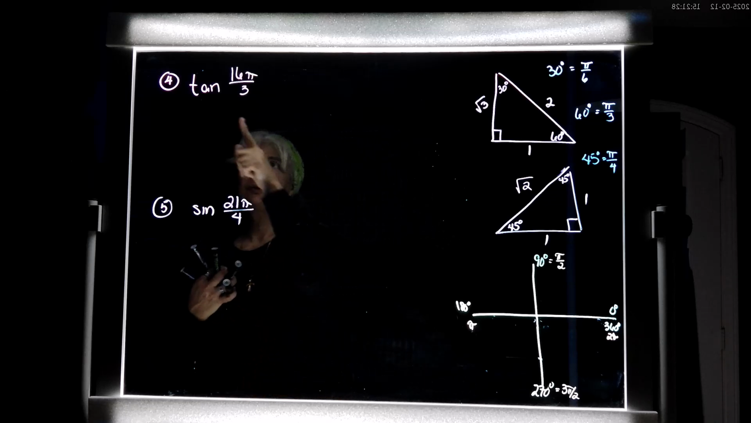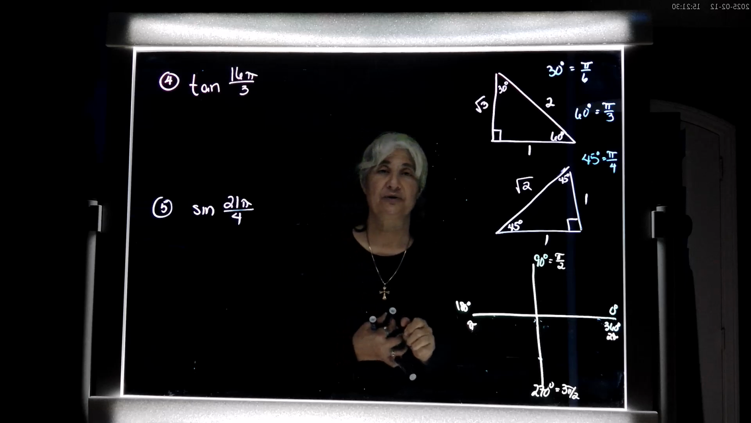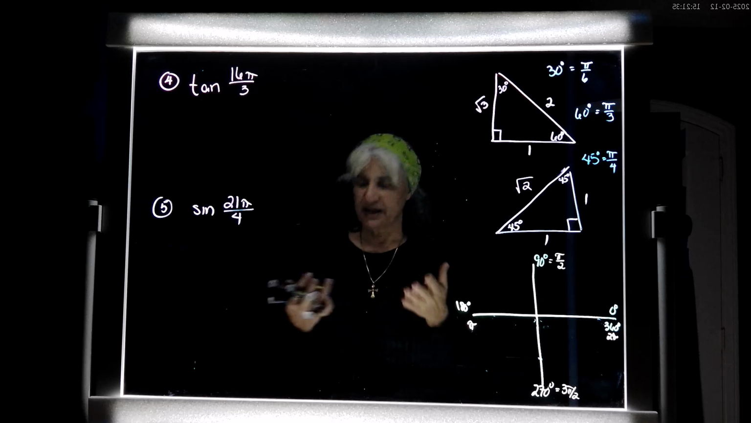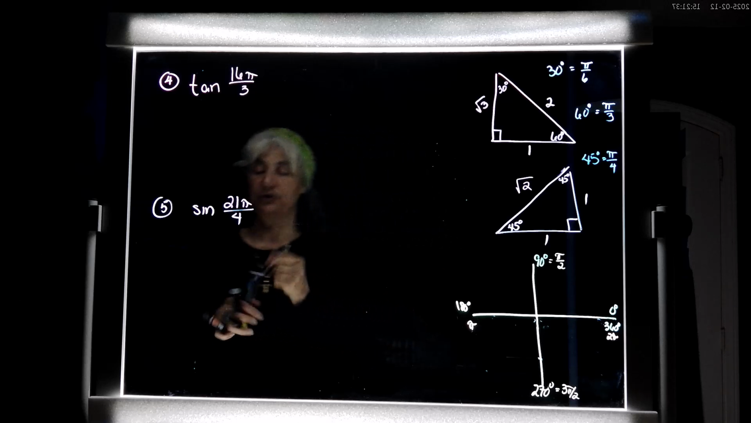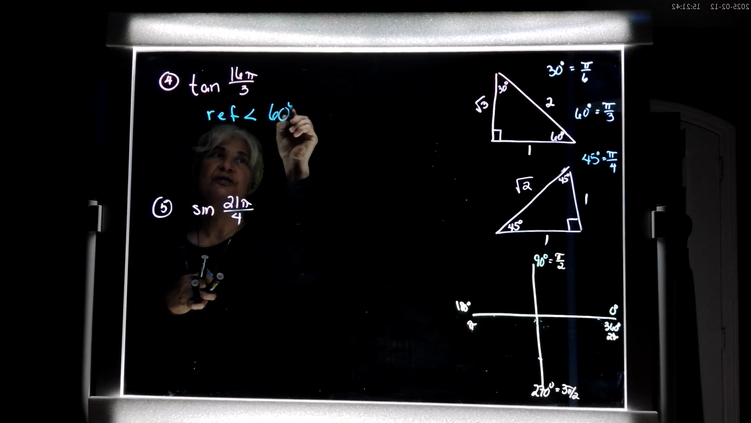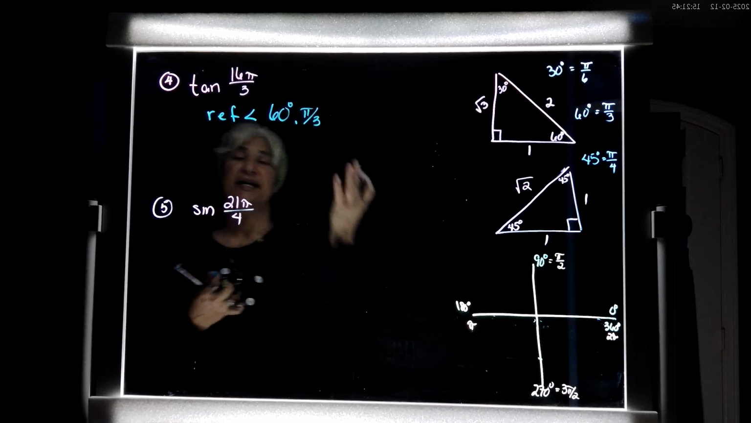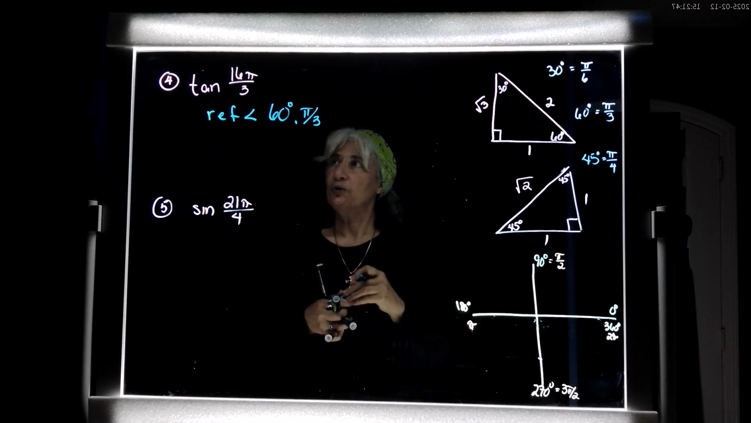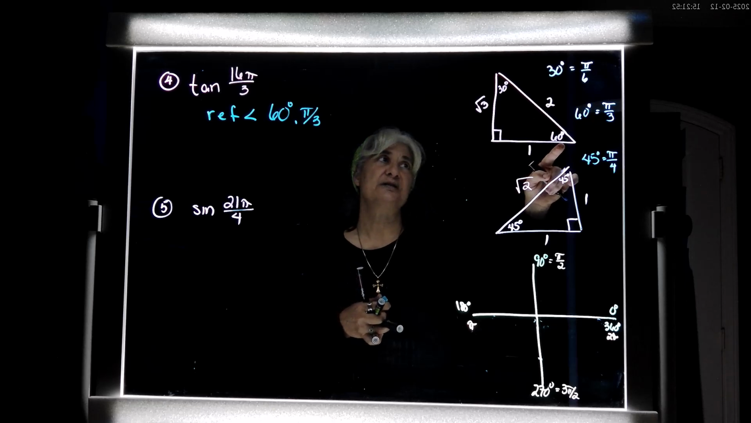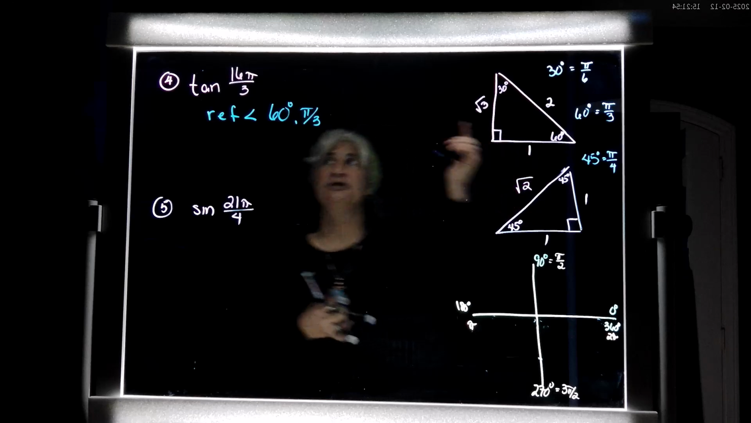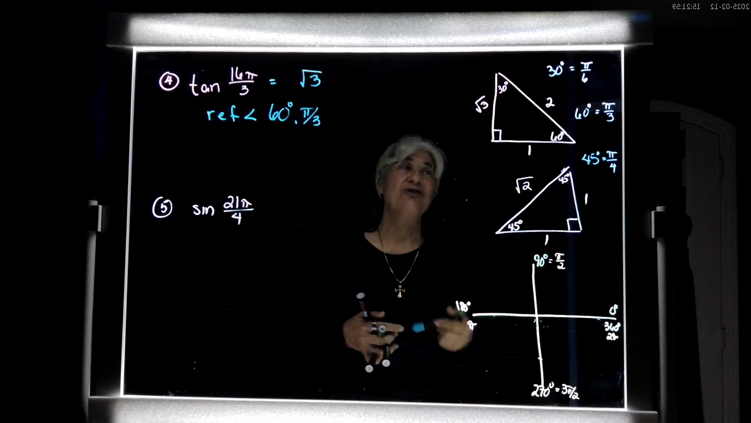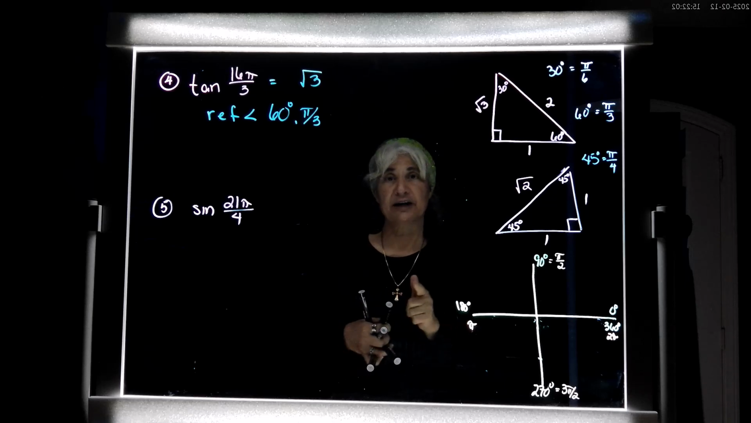Let's check them out. So I'm looking at the tangent of 16 pi over 3, and they want an exact answer. Well, what was the first thing we identified? Yeah, we're going to identify the reference angle. So in this particular case, my reference angle is 60 degrees, which is equivalent to pi over 3, and I'm taking the tangent of it, right? Okay, so pi over 3 is 60 degrees, so the tangent of 60 degrees is square root of 3 over 1, which is just square root of 3.